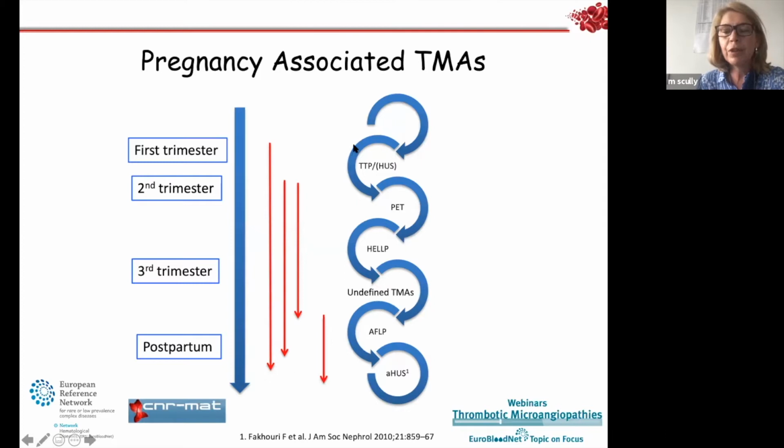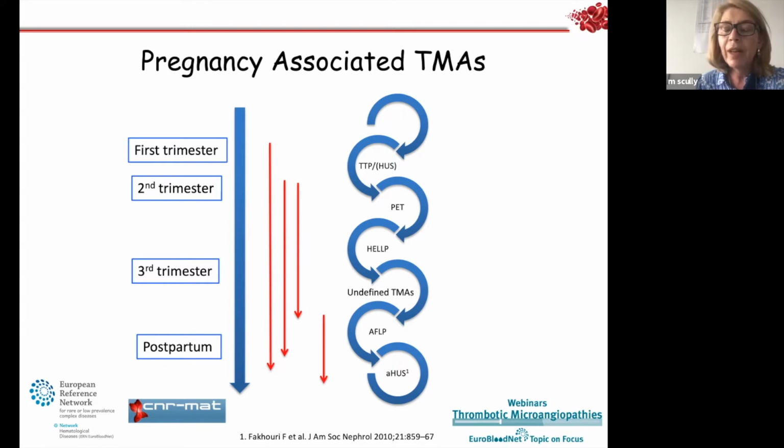Now, this diagram tries to show you when the conditions usually present. TTP can present from the 1st trimester, and actually so can HUS. We mainly associate HUS with the postpartum period, and that is true in about 80% of cases, but it can present here or in the 2nd trimester and can be associated with intrauterine fetal deaths. Preeclampsia doesn't normally start till about 28 weeks gestation. Sometimes we have cases that are a little bit earlier, and we also can see cases in the postpartum period.